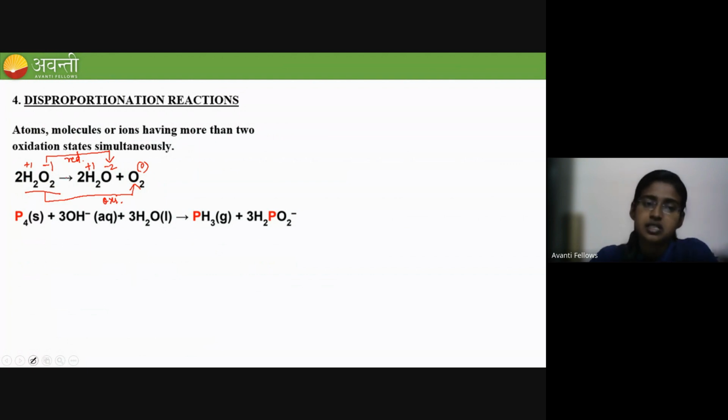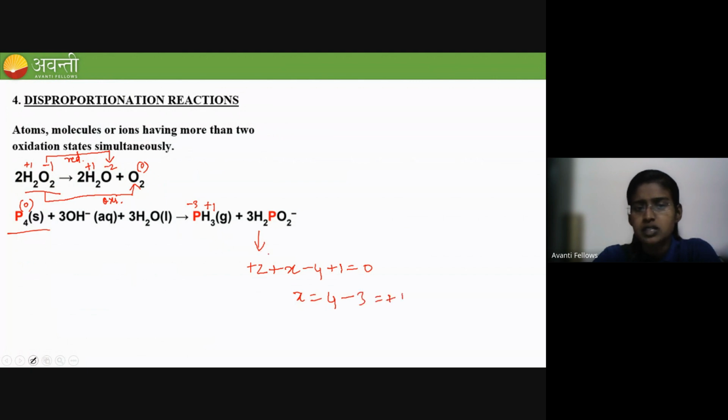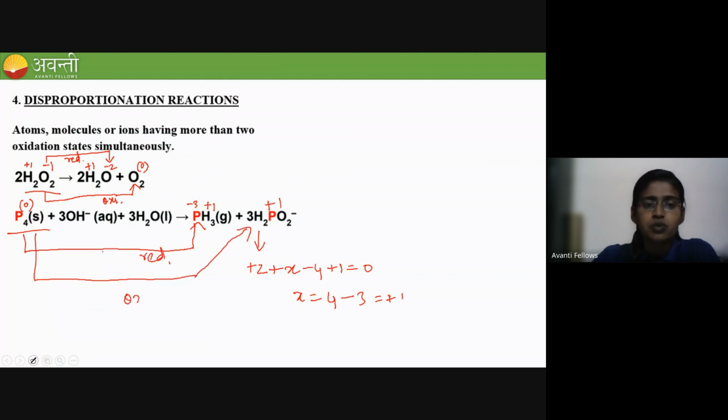Okay. So here also in this example, if you take phosphorus, here it is 0 because it is in the elemental form. And in the case of phosphine, PH3, if you take +1, so 3 into +1, and this is -3. And here, if you take +2, +x, and -4, +1, equal to 0. So x is equal to 4 minus 3, which is equal to +1. Okay. So 0 to -3 in one case. 0 to -3, so this is reduction, and 0 to +1, so this is oxidation. Okay.